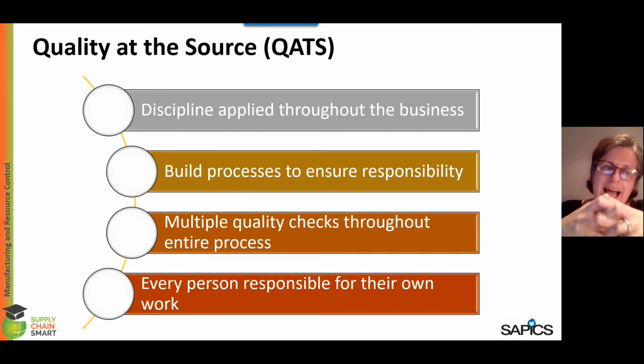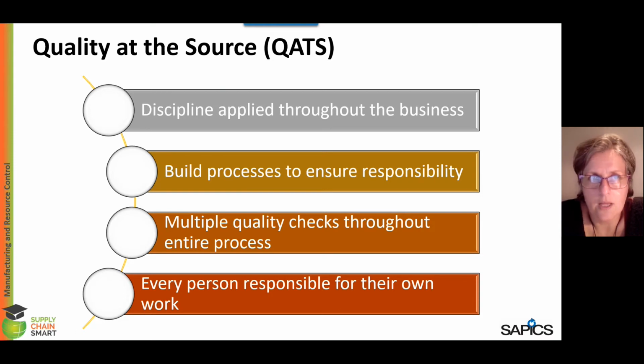Quality at source says, I must look after the quality of my work, me, myself, and I. That makes sure every person is responsible for their own work. But what we do is we have multiple quality checks throughout the entire process so that things don't get missed. And the processes are put in place to ensure that people take responsibility. And by doing that, there is a sense of teamwork, a sense of ownership that is driven through the discipline in the business. The quality at source is a phenomenal way of making sure that we are able to continually grow the team, to grow the organization, and to make sure we're not reliant on 1 or 2 individuals in the process.